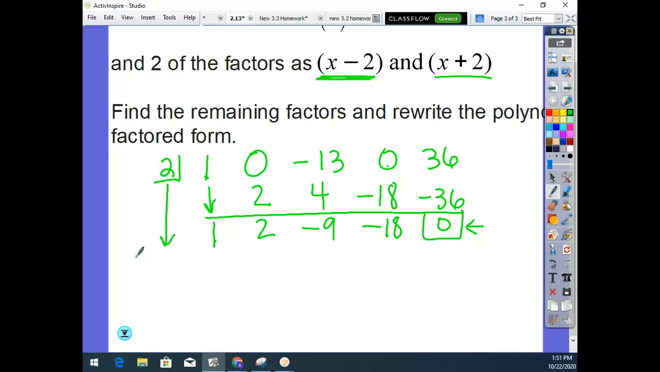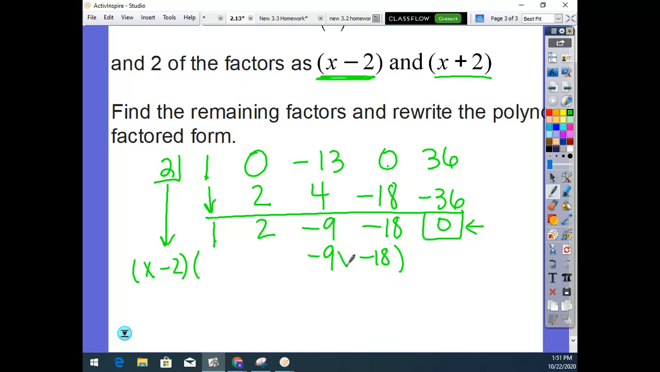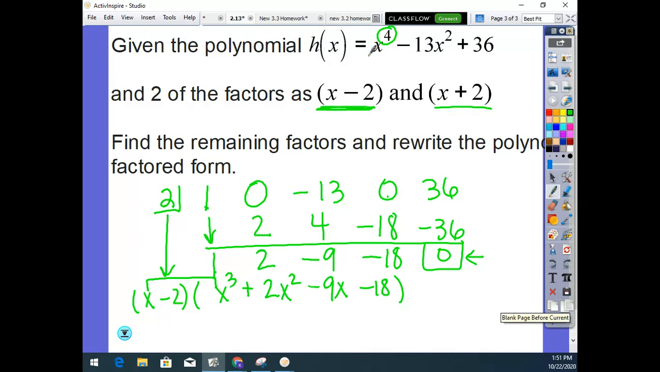Okay, so I'm going to put in my x's, x minus 2. Bring in your constant. Then we have the x. Then we have the x squared. And we have the x to the 3rd. Notice x times x to the 3rd, that's always got to be my x to the 4th. Remember, synthetic division is division just like everything else.